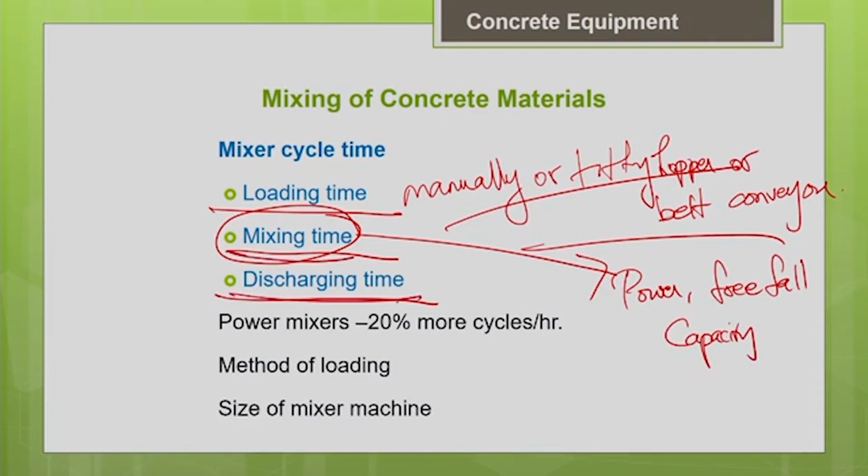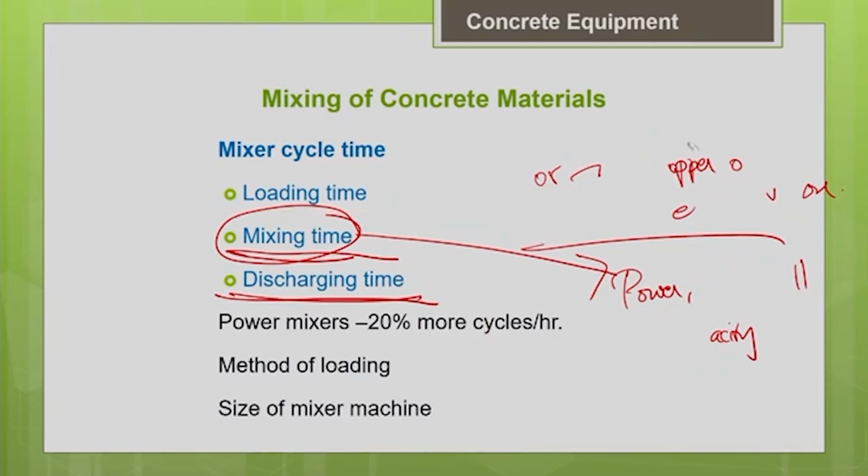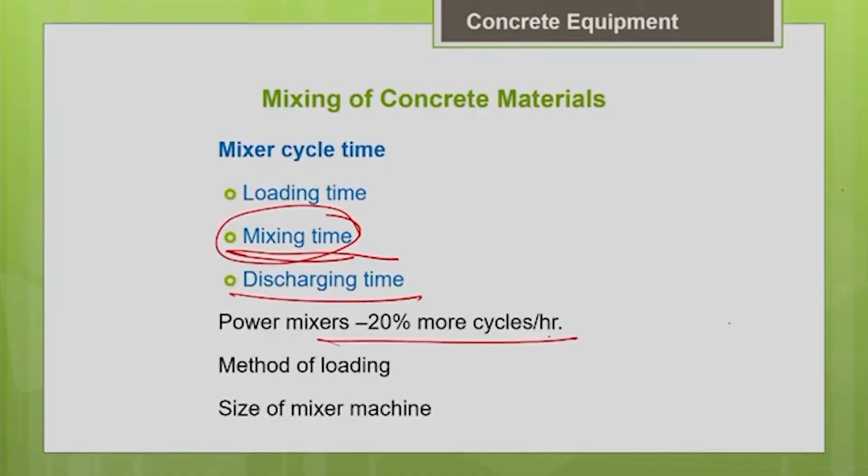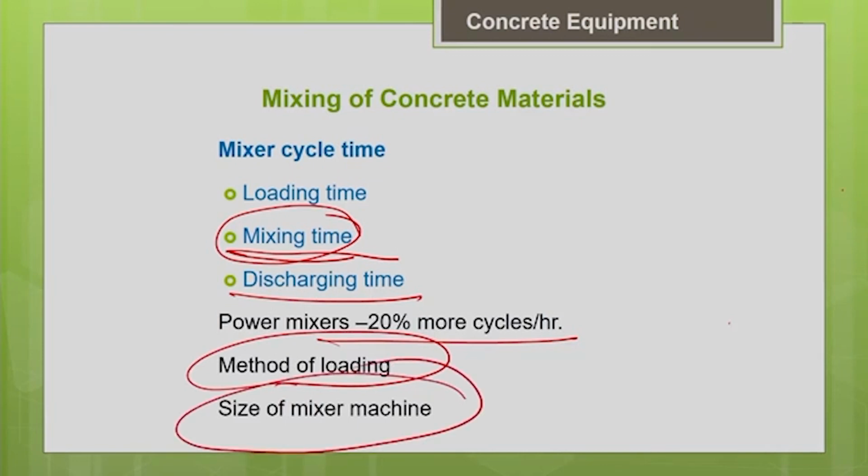Then the discharging time. That also depends upon the type of your mixer machine, whether it is going to be a tilting type or a non-tilting reversible type. So, all these things will affect your discharging time. So, you have to make the calculations according to your actual equipment. The power mixers, as I told you, the productivity is more when compared to free fall mixers, 20% more cycles per hour when compared to similar size free fall mixers. So, the mixer cycle time will depend upon your method of loading, the type of your mixer machine and the size of your mixer machine.